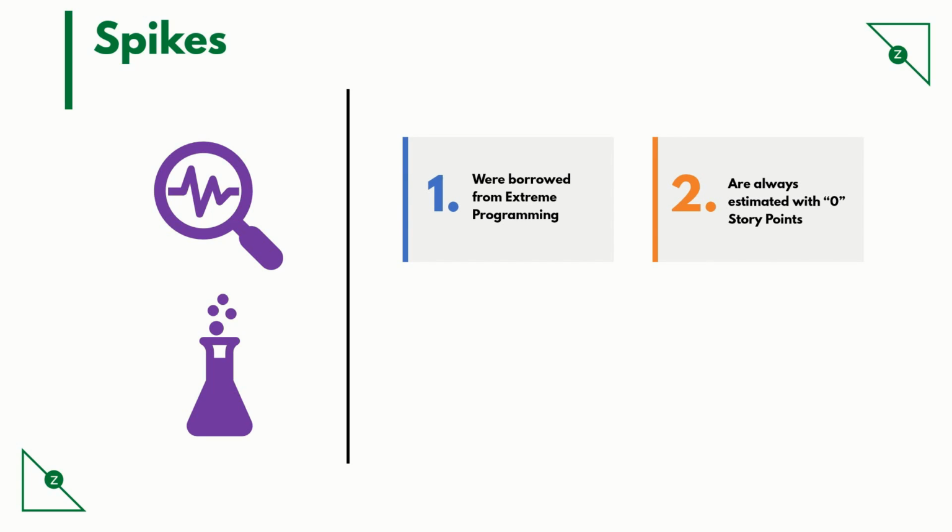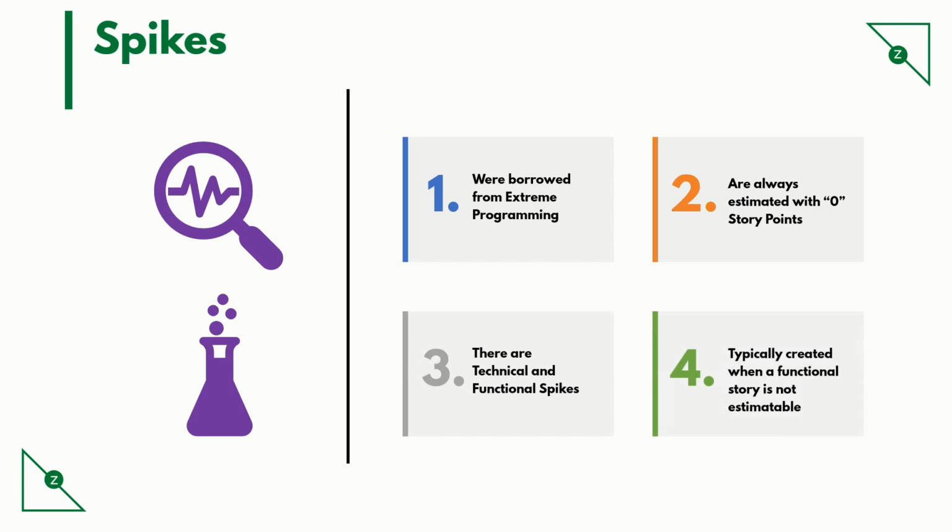For now, remember that every story point denotes a business value being delivered, and in case of spikes, they do not contribute to any business value. There are both functional and technical spikes. Spikes are typically created when a functional story is not estimatable.